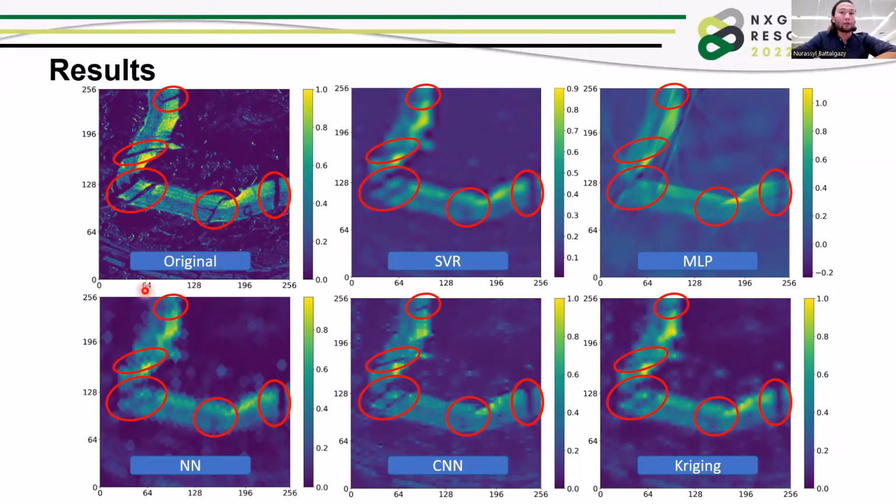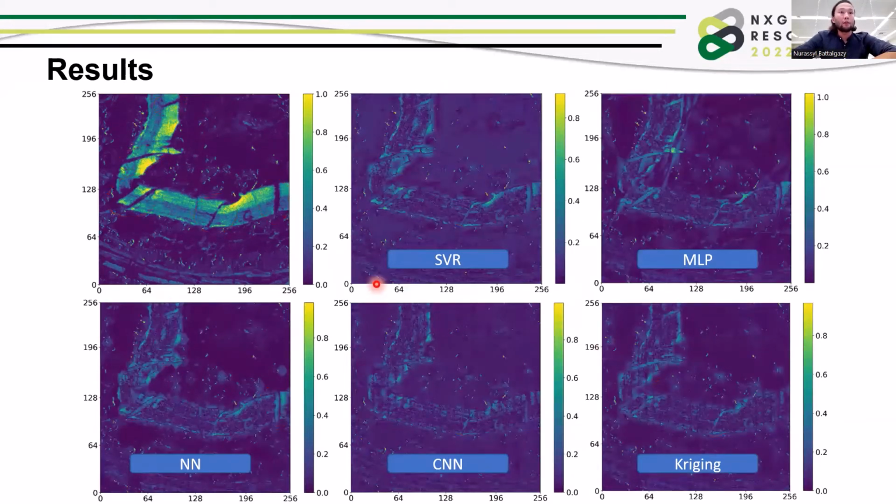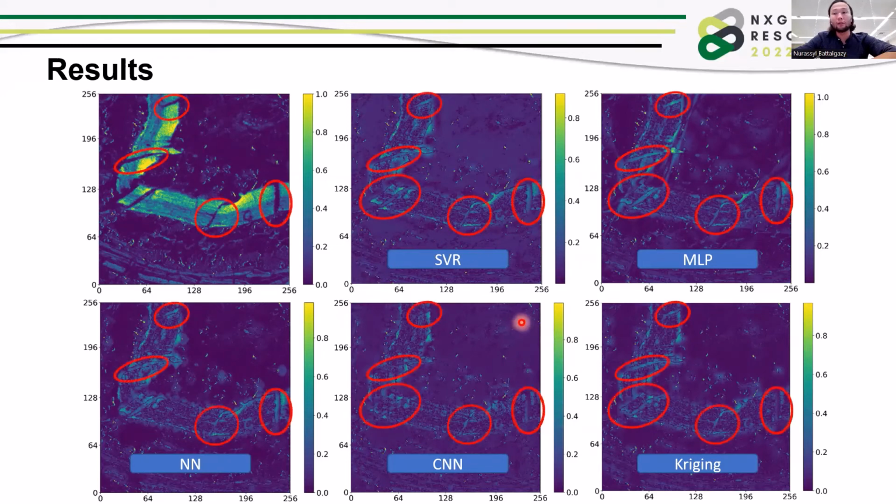It should be mentioned that the noisy part of the CNN can also be removed by using image segmentation methods in the future. And this is another result which shows the difference map, which shows basically the difference between the actual and predicted map. By looking at these maps, we can see that CNN has less differences, particularly in fault zones.